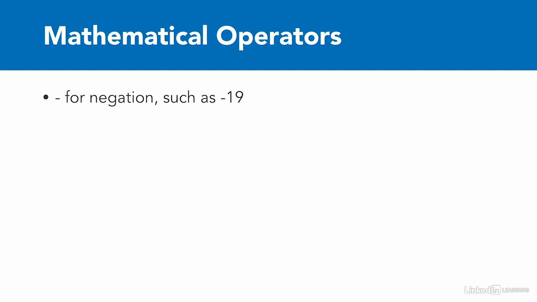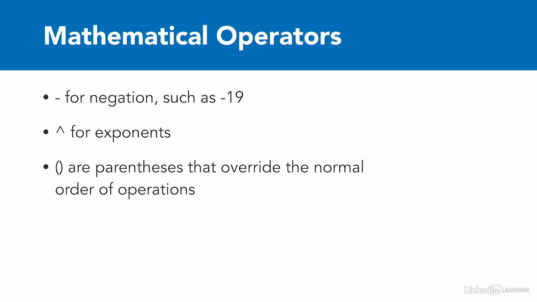You can also use the minus sign for negation, such as minus 19, or if you have a calculation in parentheses, for example, minus, and then in parentheses 8 times 9 would give you minus 72. You'll often see the minus sign in front of an entire calculation, for example, as the first character, or you could also see it as regular subtraction, which indicates that the value will be negative anyway. And you can also use the caret for exponents. And as always, parentheses are used to group operations, and they override the normal order of operations within Matlab.